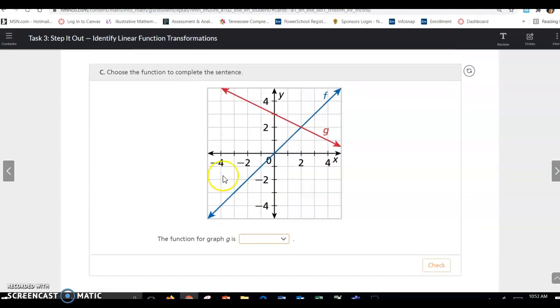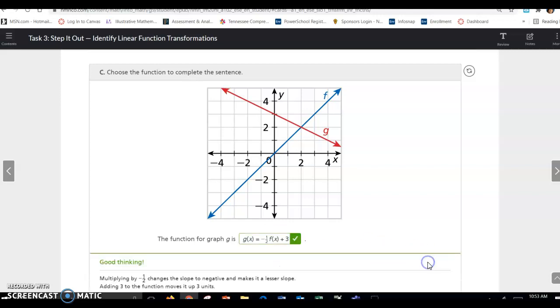So choose the function to complete the sentence. All right, so this one's going down, so we know it's going to have a negative slope, and it's down 1 over 2, so negative 1/2, and it's shifted up 3, so plus 3 at the end. So negative 1/2, and then plus 3.